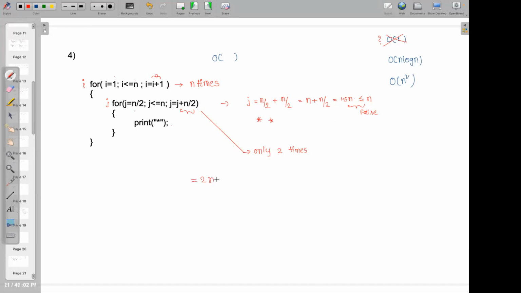If you want to put this in terms of big O, I told you to cancel common constants and you can put it here, simple. So order of n. So order of n log n is also wrong. Order of n square is also wrong. The correct answer is order of n.